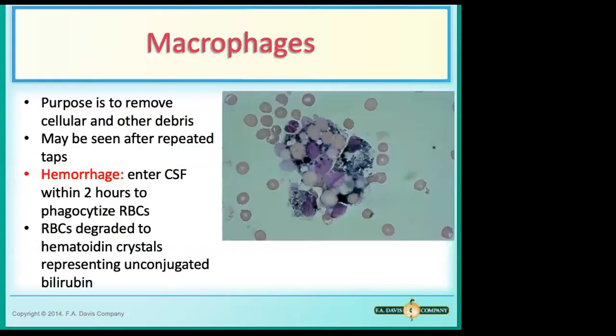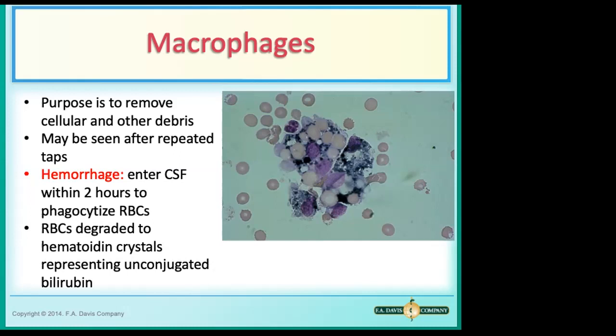Macrophages can also be seen. Macrophages are designated to remove debris from the CSF. The presence of macrophages in the CSF can indicate hemorrhage as well. So the purpose is to remove cellular and other debris. It may be seen after repeated taps as well.